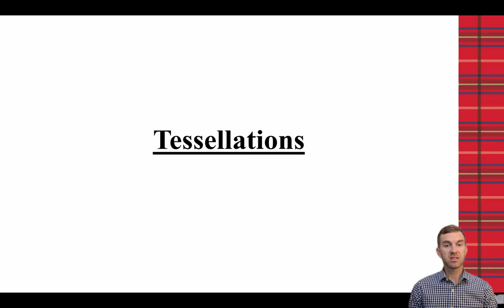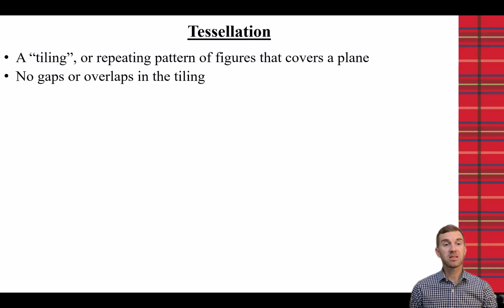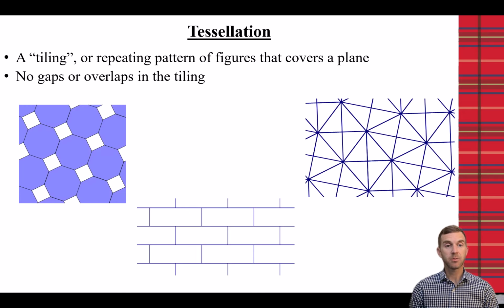In this video, we'll discuss tessellations. Now, tessellation is a tiling or repeating pattern of figures that cover a plane. The key is that there can't be gaps or overlaps when creating that tiling or tessellation. So here's three examples. Often you see this on floors with a tiling of octagons and squares.